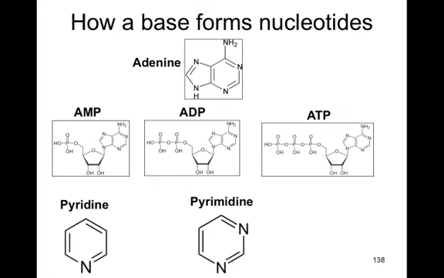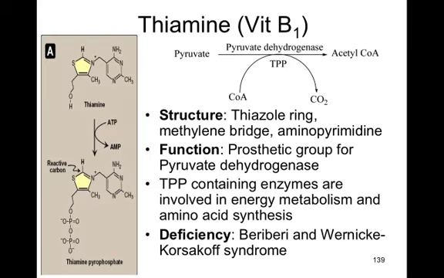So moving forward, the first vitamin that we will talk about is vitamin B1, also known as thiamine. This is the chemical structure of thiamine. The yellow part is the thiazole ring. Then there is this methylene bridge, and there is aminopyrimidine. The thiazole is a heterocyclic compound that contains both sulfur and nitrogen.